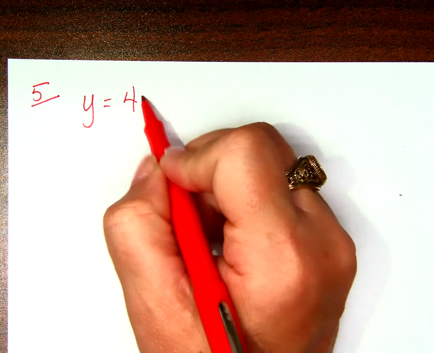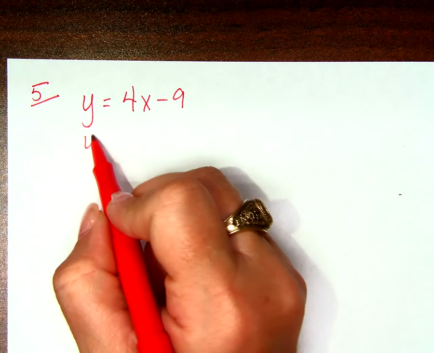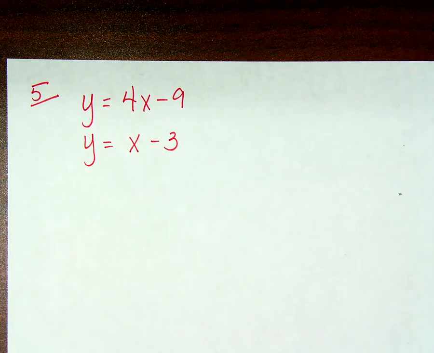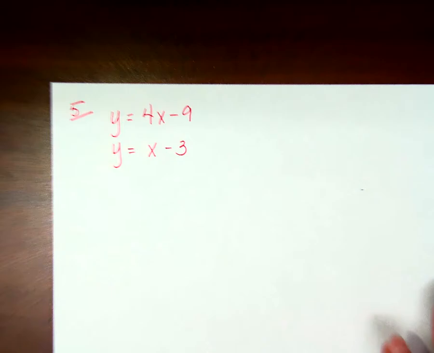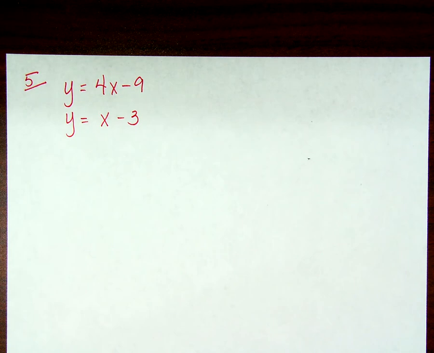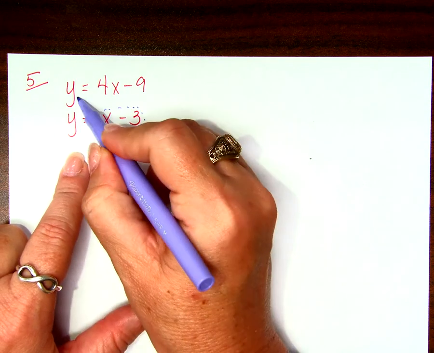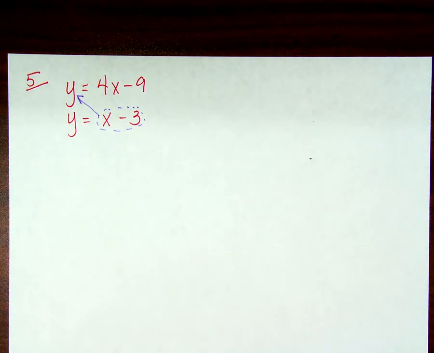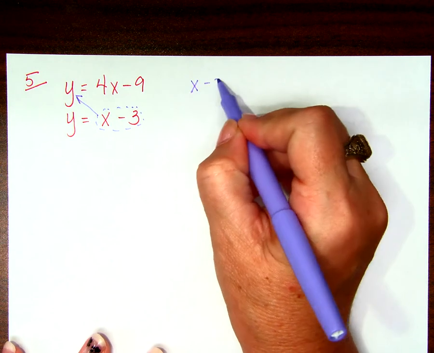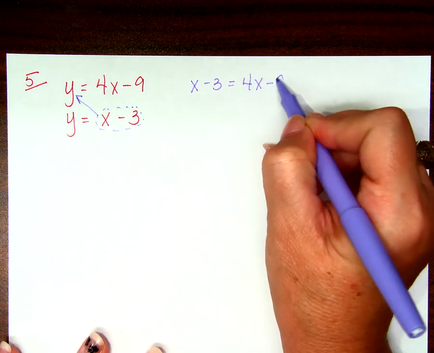y equals 4x minus 9. y equals x minus 3. When I solve by substitution, I need to isolate at least one variable. Mostly I just isolate one variable. The cool thing about number 5 is that I already have 2 variables that are isolated, don't I? I already have 2 variables that are by themselves. So I need to take what I know for y in the second equation and just substitute it into the first equation for y. So what I end up with is x minus 3 equals 4x minus 9.